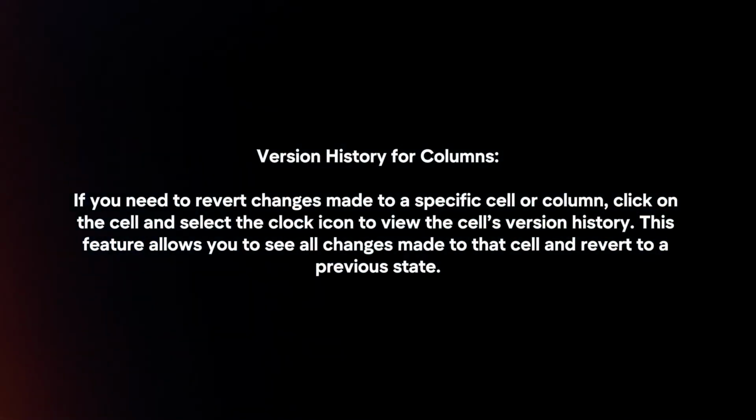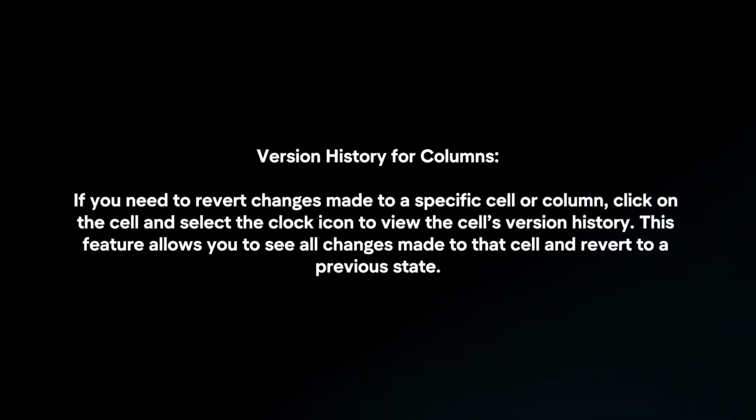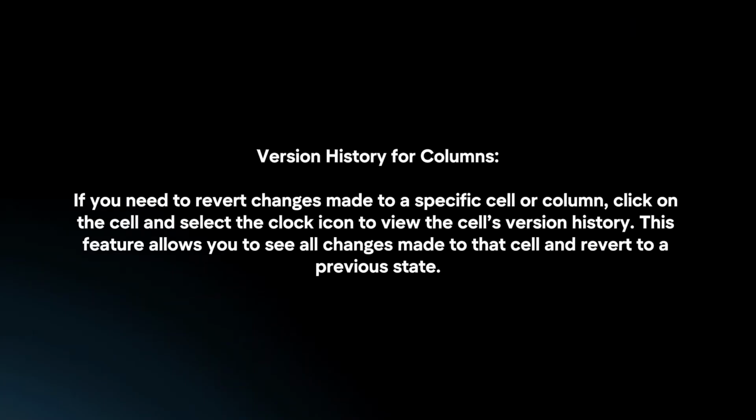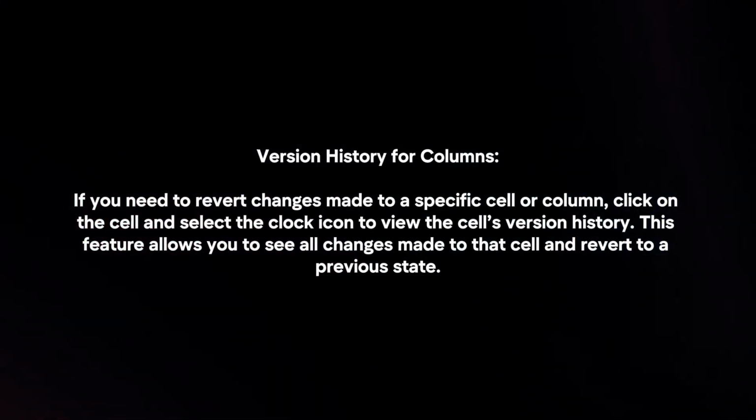Version history for columns. If you need to revert changes made to a specific cell or column, click on the cell and select the clock icon to view the cell's version history. This feature allows you to see all changes made to that cell and revert to a previous state.